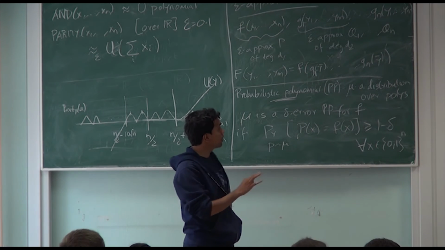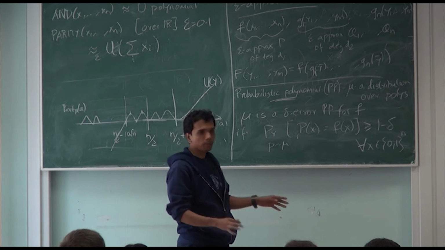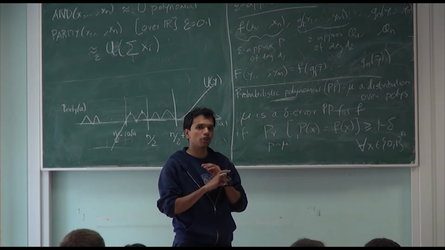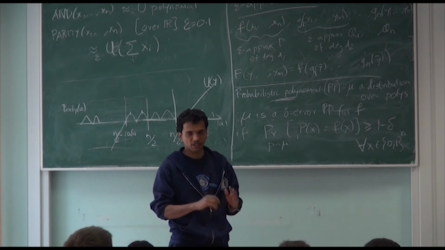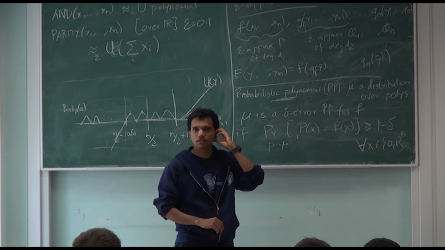So mu is going to be supported only on degree d polynomials. So if I say a probabilistic polynomial of degree d, mu is going to be supported on polynomials of degree d. That's how it would work. Yeah, that's a good question. Anything else?